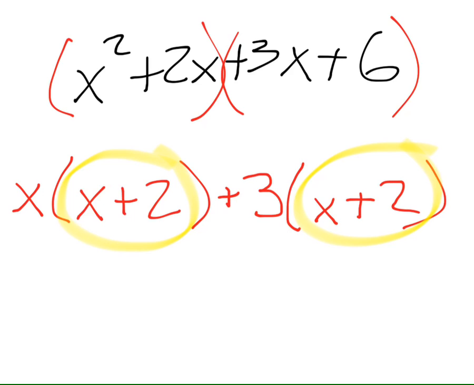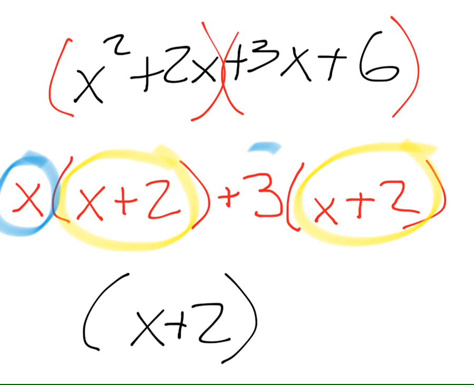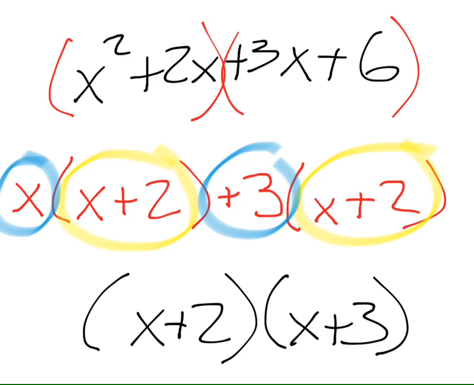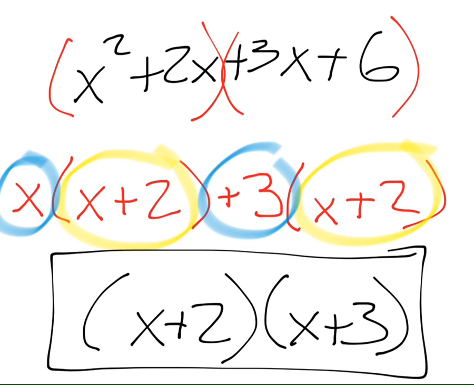So that's one binomial of our answer, x plus 2. The other binomial of our answer is what we factored out, x plus 3. And this would have been our original FOIL problem. We changed this to a binomial times a binomial instead of just a bunch of terms being added.